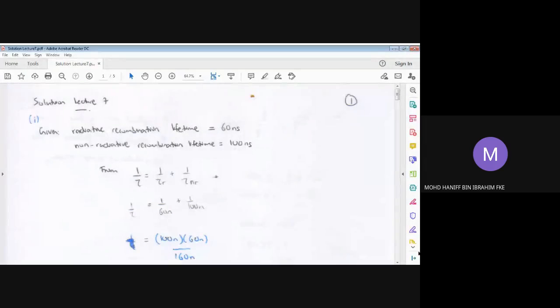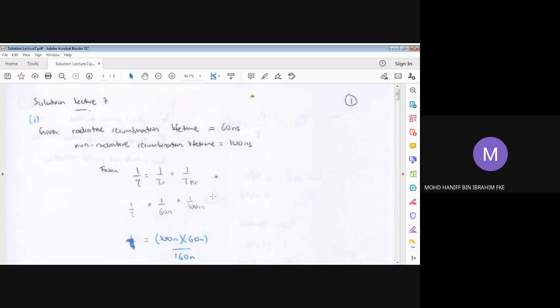Okay, so this is a solution for these questions just now. I give it here that the radiative recombination time is 60 nanoseconds, and non-radiative is 100 nanoseconds. From these two pieces of information, we can calculate the total recombination: 1 over tau r plus 1 over tau nr. So we have seen this equation before, right?